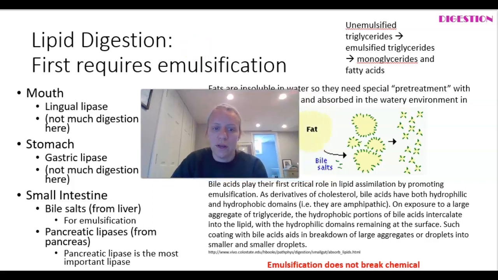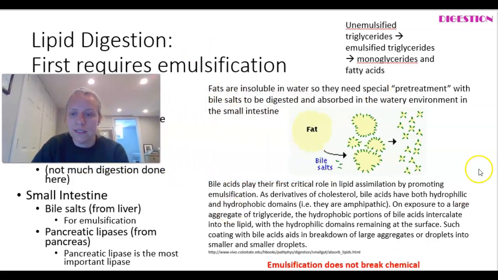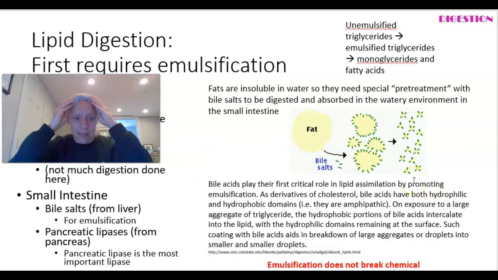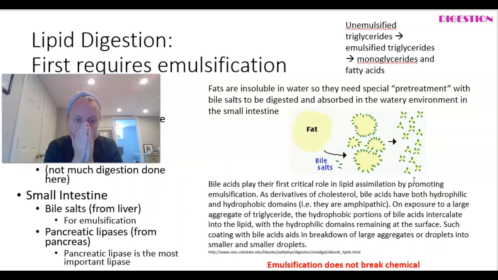And so what I want to do is focus you on this little breakdown of what emulsification really is. Let's walk through that and talk about it. And then we can get into the enzymes that do the actual chemical digestion. So let's read here. It says fats are insoluble in water, so they need special pre-treatment with bile salts to be digested and absorbed in the watery environment of the small intestine.